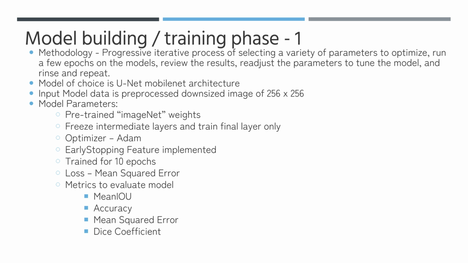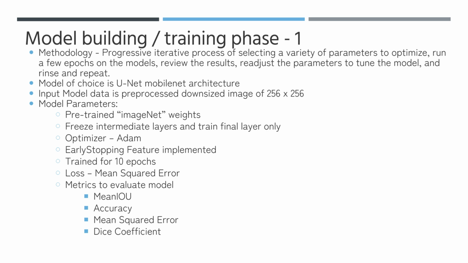Next would be data preprocessing before input into the model. The DICOM images provided are of size 1024 by 1024, which consumes space and memory. In order to work around Google Colab's RAM limitations, I decided to downsize the images to 256 by 256. As a first iteration of a trial model, I used pre-trained ImageNet model weights and froze the upper layers and retained only the final layer for training in order to reduce model training time.